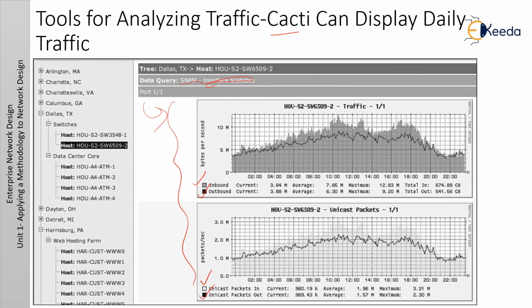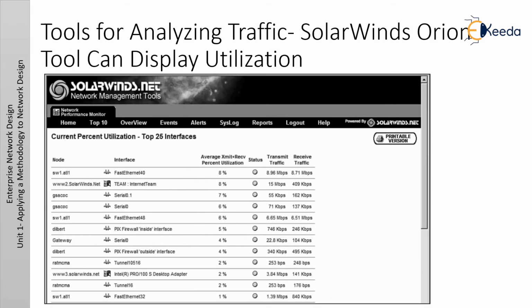This is one more tool, SolarWinds Orion. It can display the utilization of a particular interface, like gateway and so on. So with this, we can analyze the traffic for the network.